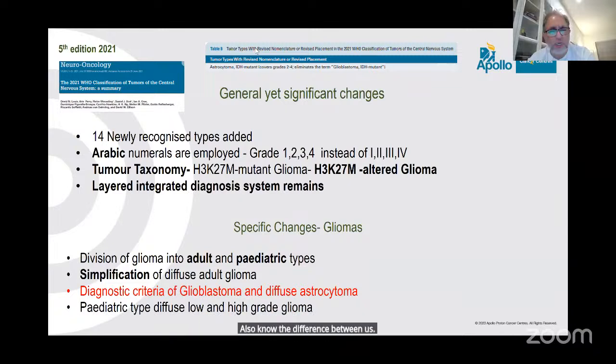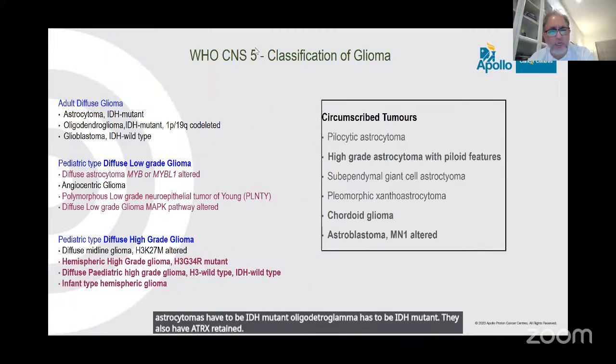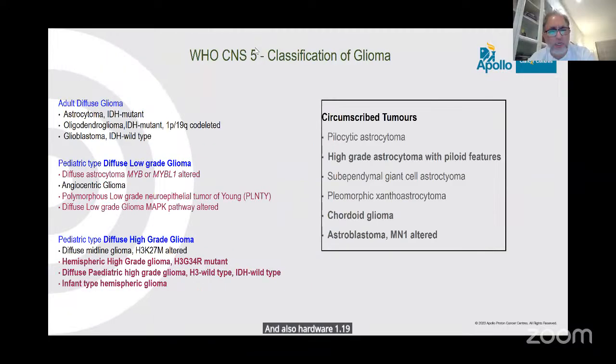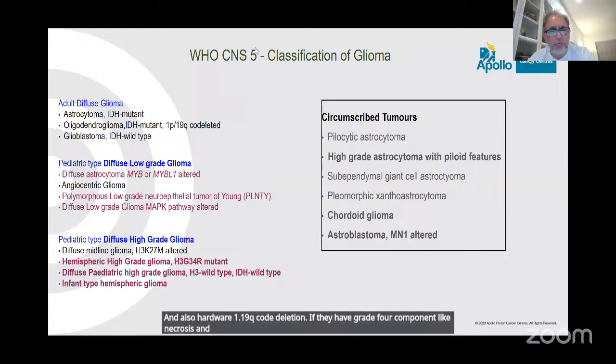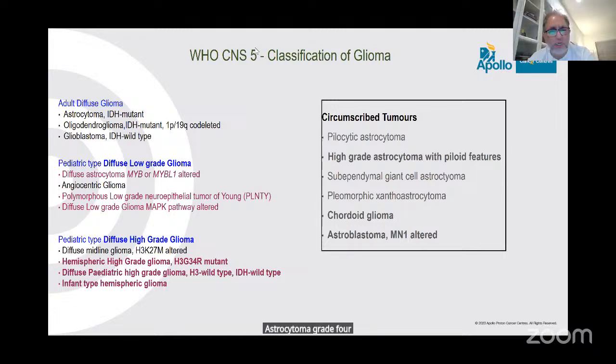This is just a snapshot of the adult diffuse gliomas. There are only actually 3 now. All the astrocytomas have to be IDH mutant. Oligodendroglioma has to be IDH mutant. They also have ATRX retained and also harbor 1p19q co-deletion. If they have a grade 4 component like necrosis and MVP, but are IDH mutant, we don't call them glioblastoma, we call them astrocytoma grade 4, and all glioblastomas have to be IDH wild type, and this is very important.